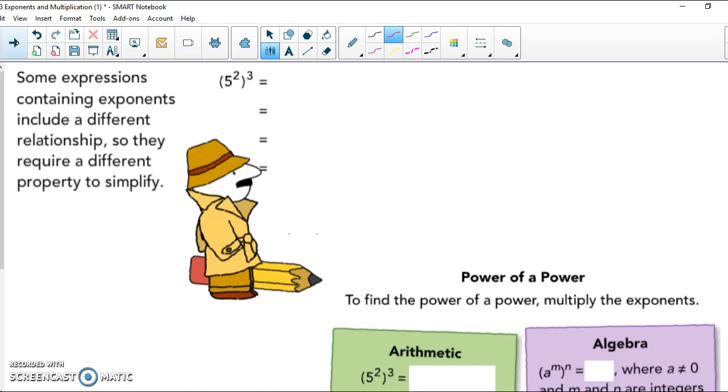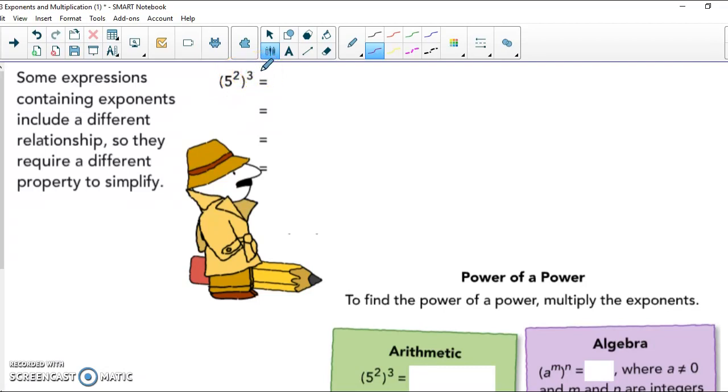So here is a slightly different scenario, and this is the one that's easy to get mixed up with what we just talked about when we're multiplying. Sometimes we're going to do what's called taking a power of a power. So some expressions containing exponents include a different relationship, so we need a different property to solve. For example, this one, we have 5 squared, and this whole expression here inside the parentheses is being raised to the 3rd power. So I have 5 squared to the 3rd power.